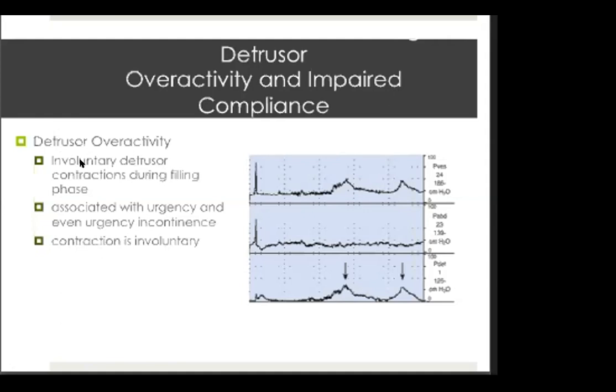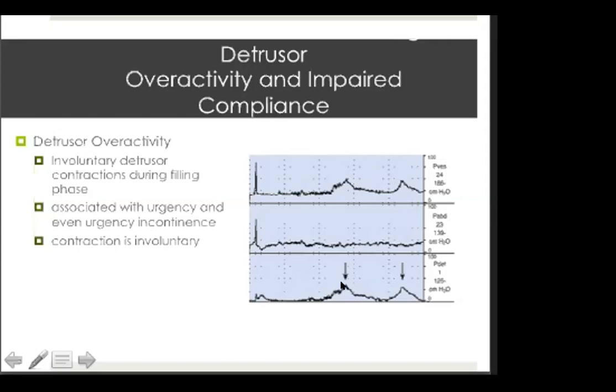So detrusor overactivity is involuntary detrusor contractions during the filling phase. It is associated with urgency and even urgency incontinence. The contraction is involuntary, and incontinence may be spontaneous or provoked. For example, these two spikes are examples of detrusor overactivity during filling.